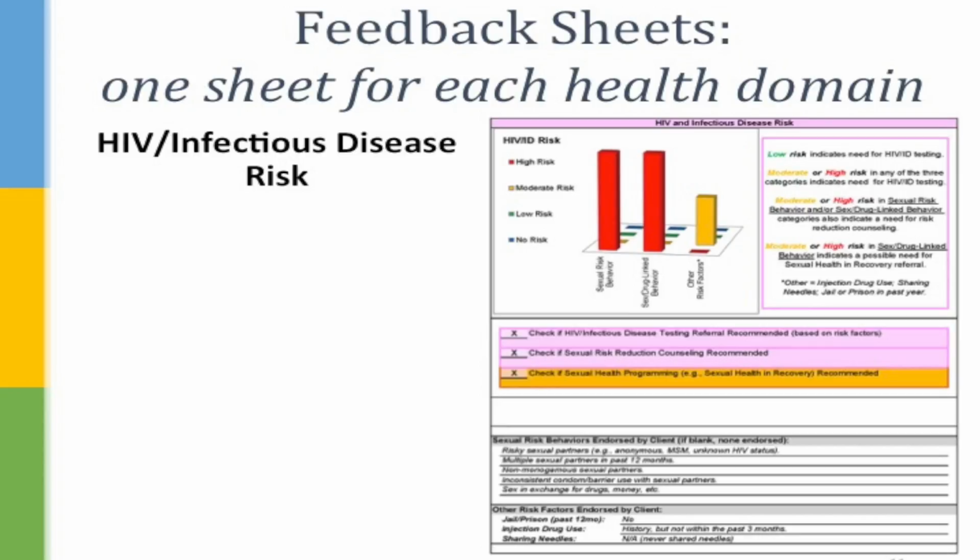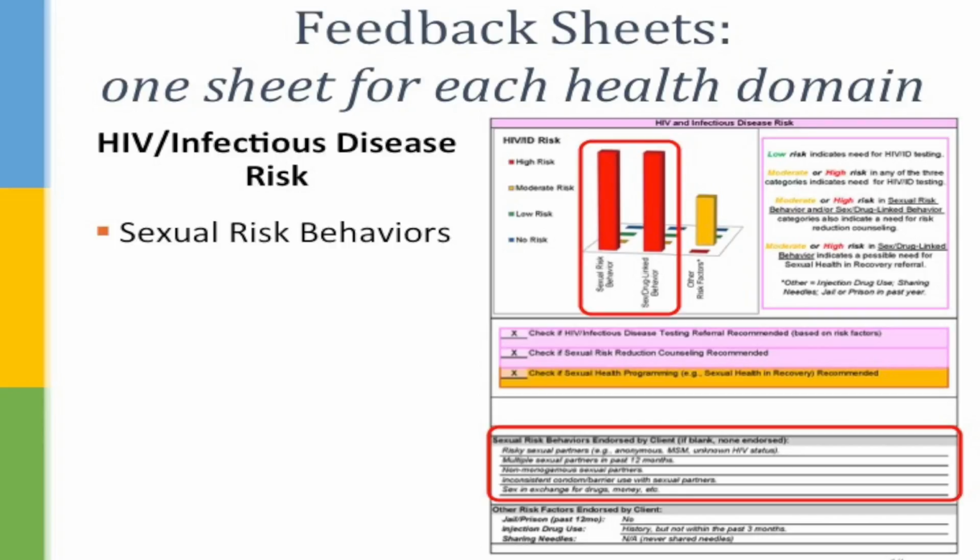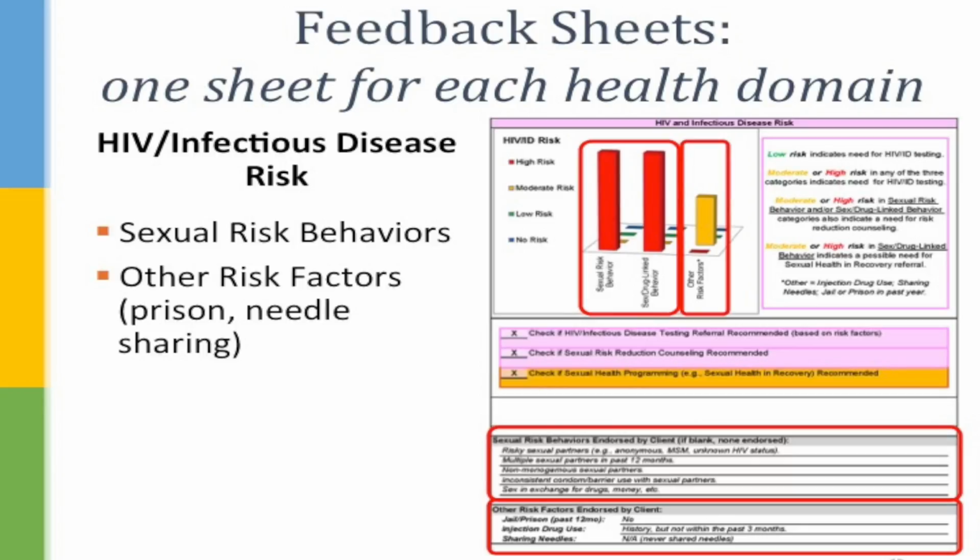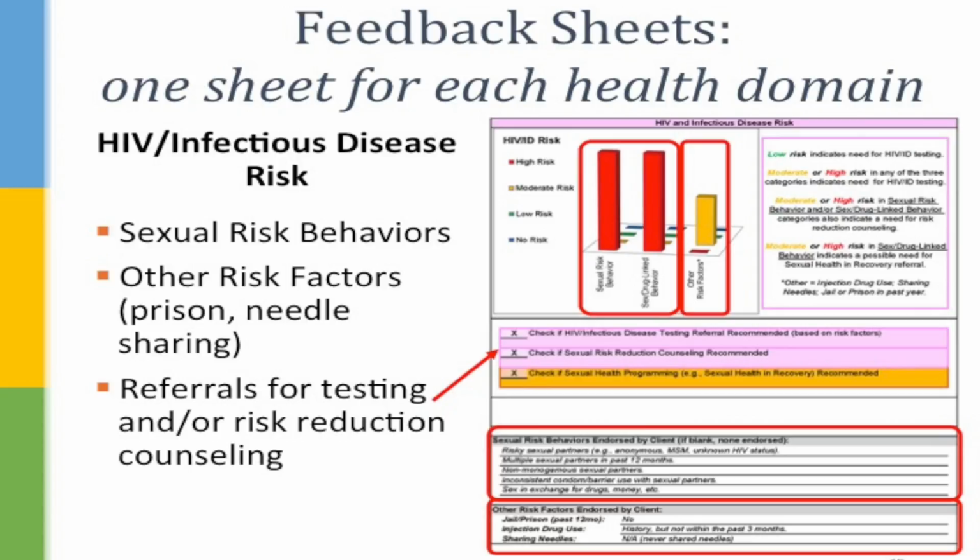Next, the feedback focuses particularly on HIV risk and infectious disease risk. So what we have here is feedback about sexual risk behaviors, and other risk factors, like if they're coming out of prison or other kinds of things. And so you focus here on asking them about their risk behaviors and their concerns about their risk behaviors. And again, hoping to get them into testing and into some sexual risk reduction counseling, or into sexual health in recovery kinds of programming. But focusing first on the readiness to do something about that before you make the referral.